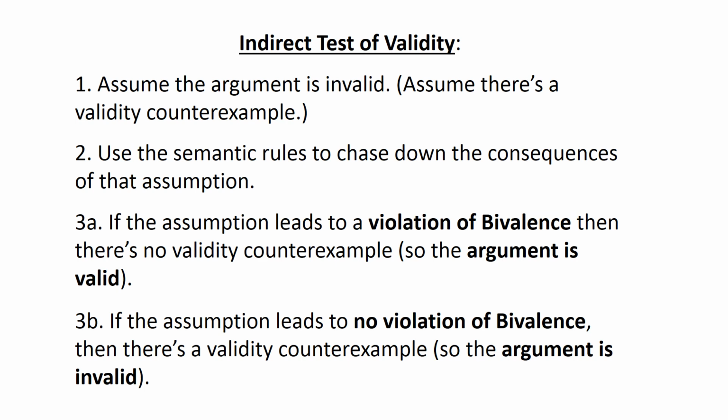On the other hand, if, after following through all the consequences, we find no violation of bivalence, well then, that situation where the premises are true and conclusion false, that really is possible. There really is a validity counterexample. So, if there's no violation of bivalence in the end, the argument is invalid. That's the general pattern in an indirect test of validity.